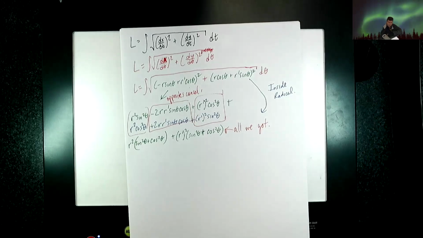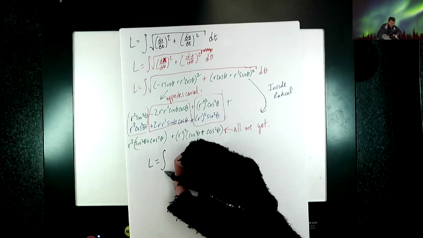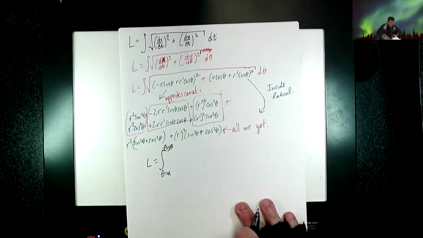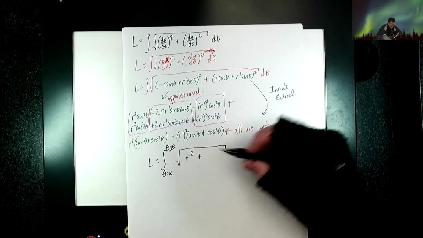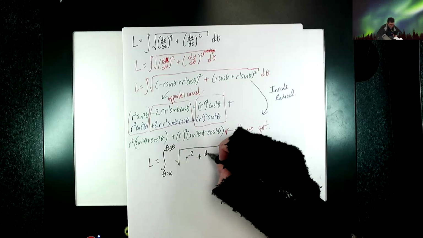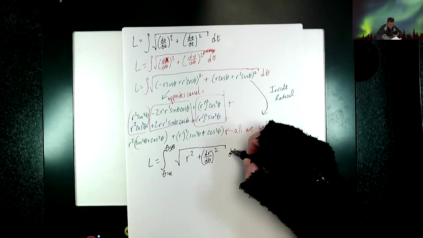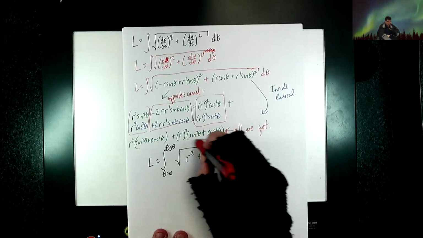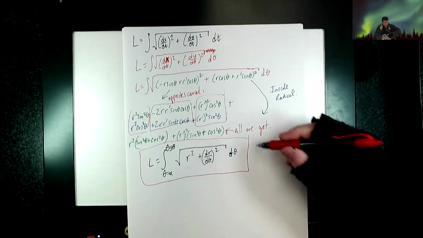1. So this entire integral reduces down to L equals the integral from theta equals alpha to theta equals beta. We have r squared plus the r prime squared, which looks kind of funny. It might be easier to write it as dr d theta squared. Arc length in polar.